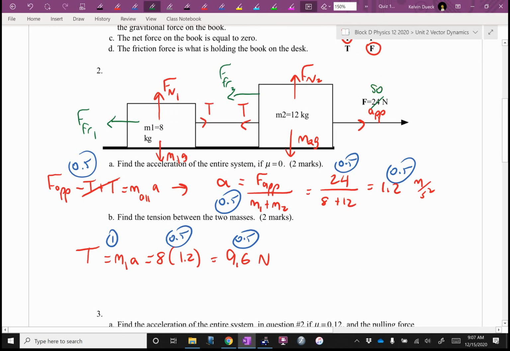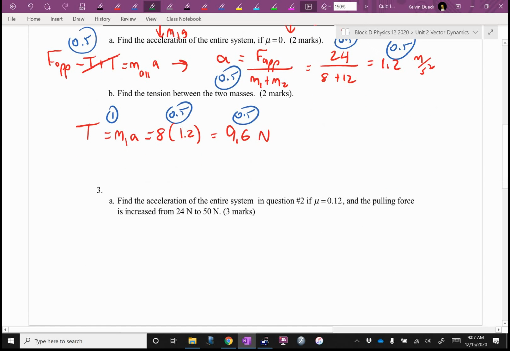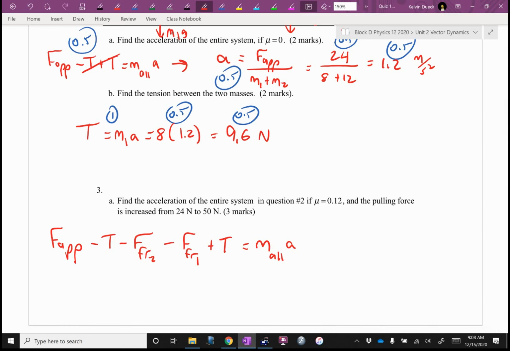Yes, Sean? Okay. Who's winning? I think now it's going to be F applied minus tension minus friction force number 2 minus friction force number 1 plus tension. That equals M all A. And I think this is why I would argue friction doesn't make it tougher as much as longer. I've got more stuff, but hey, tension still cancels, yay.